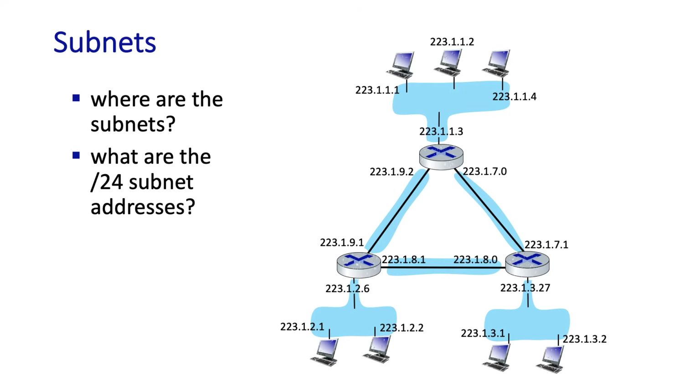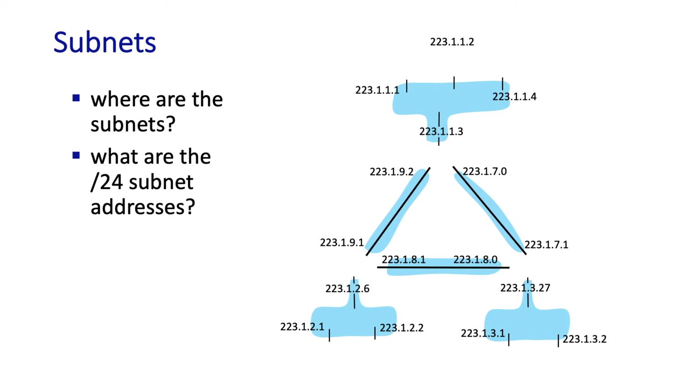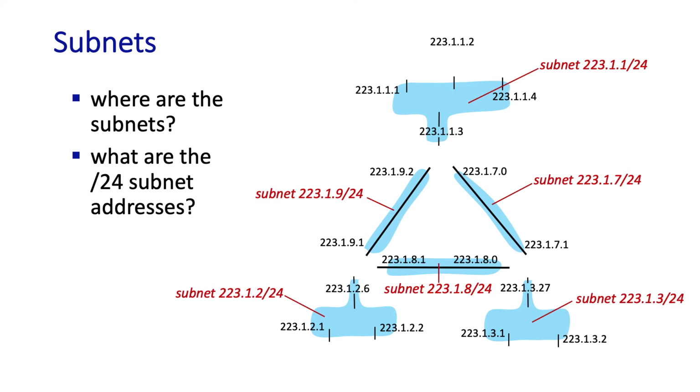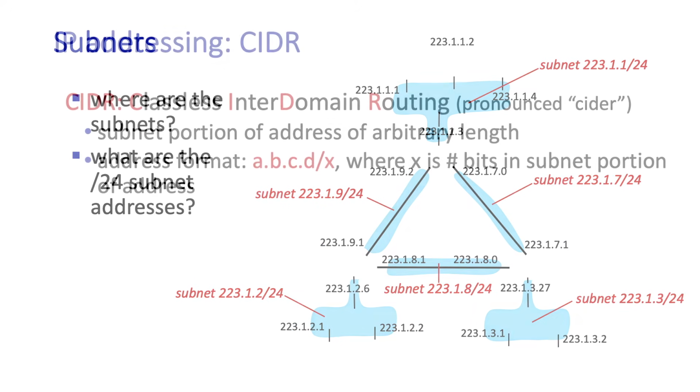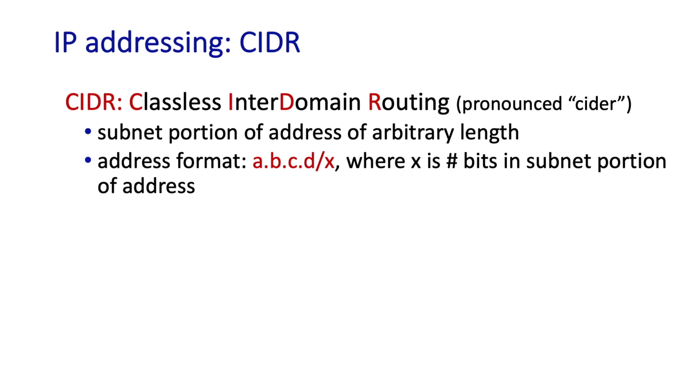Well, let's disconnect the interfaces from their host or router to see the subnets. And here are the /24 subnet addresses. This slash notation that we've been using has a name. It's called Classless Interdomain Routing, CIDR, and actually pronounced "cider" due to its historical origins.